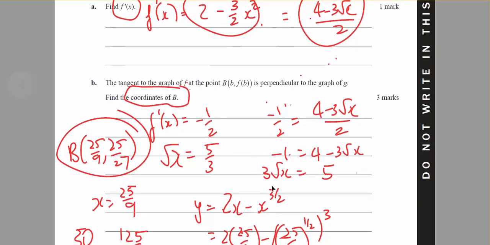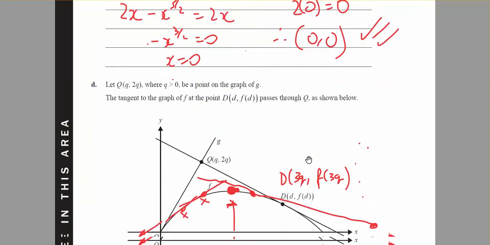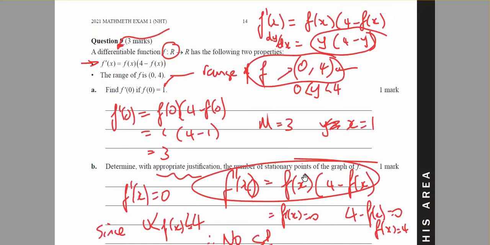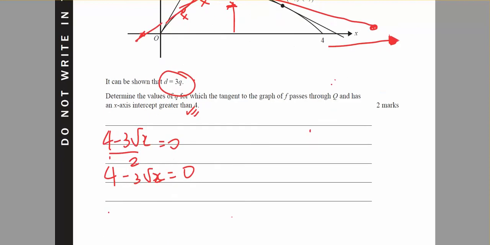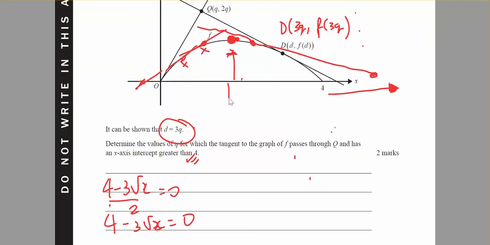No, I didn't, but if I take the derivative, 4 minus 3 root x over 2 equals 0. 3 root x equals 4. X equals 16 on 9. So that's going to be 16 on 9. Therefore, that's the earliest point because that's going to give me a horizontal tangent.